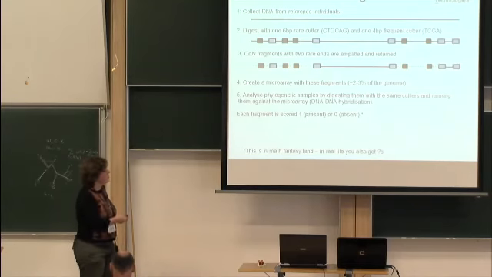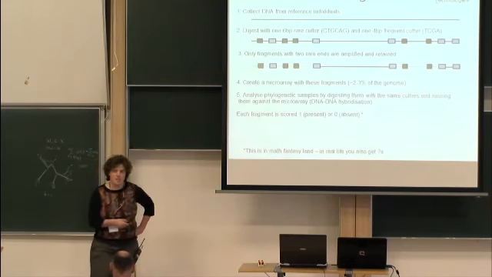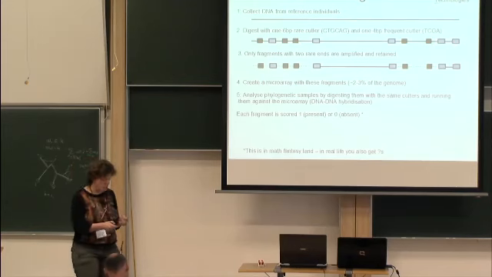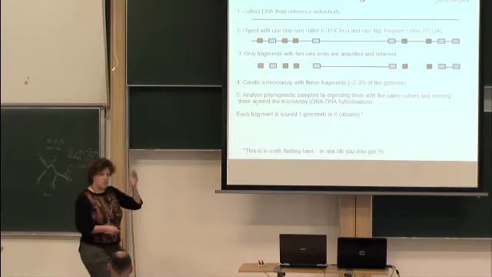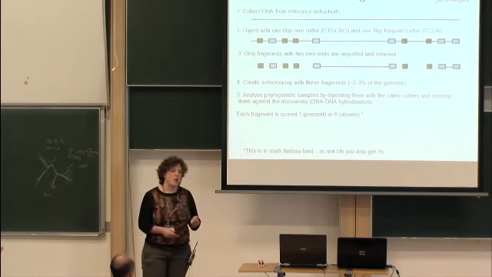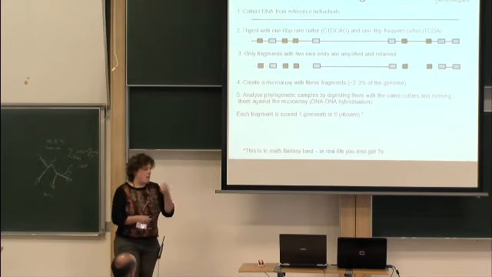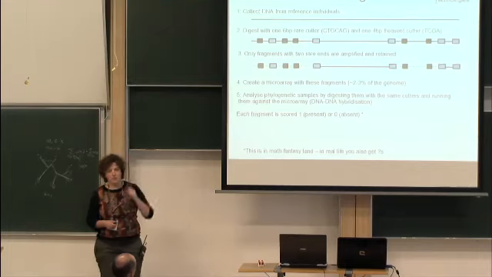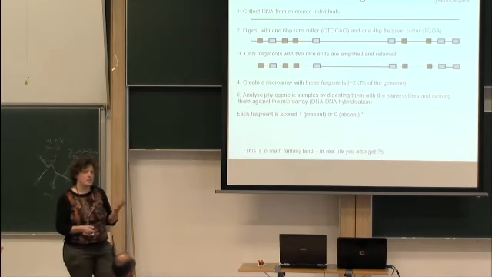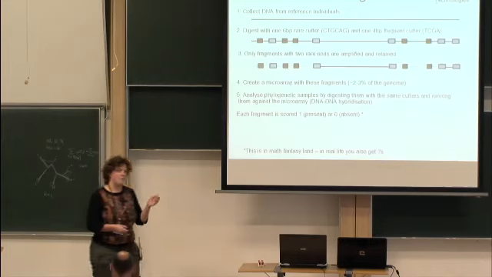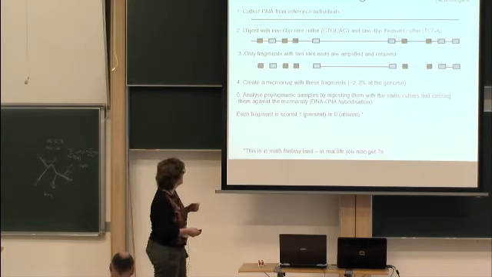Once you've got this genomic representation, this random snapshot of your genome, you stick it to a microarray, and you can then analyse other samples by simply digesting them with those same two enzymes and running them across that microarray. If you get a match somewhere, you get some colour dye, and if you don't have a match, you get a different colour. So you can measure presence or absence of each of these fragments.